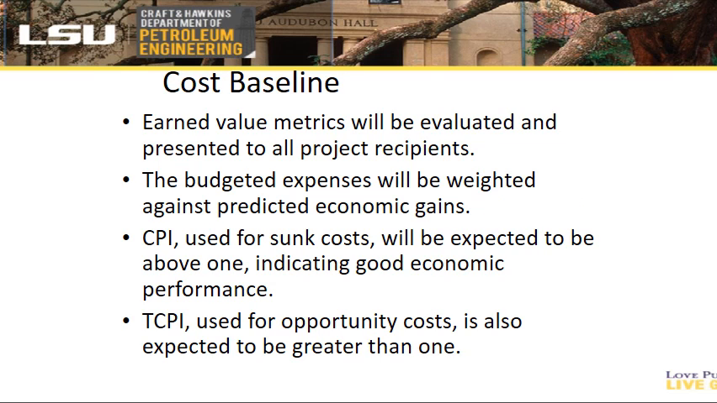For the cost baseline, earned value metrics will be evaluated and presented to all recipients. CPI, used for sunk cost, will be expected to have a value greater than 1, indicating good economic performance. Likewise, TCPI, used for opportunity cost, is also expected to be greater than 1.